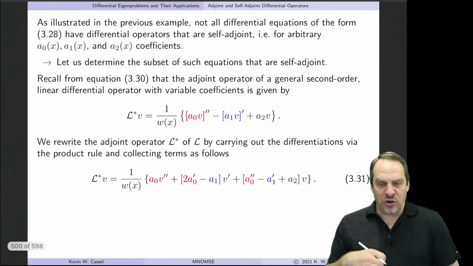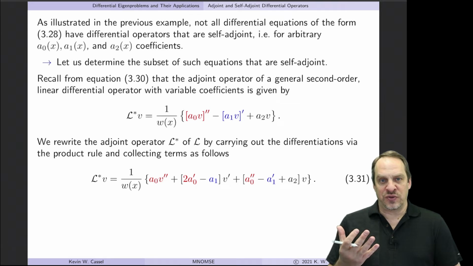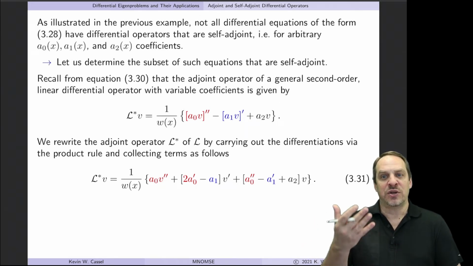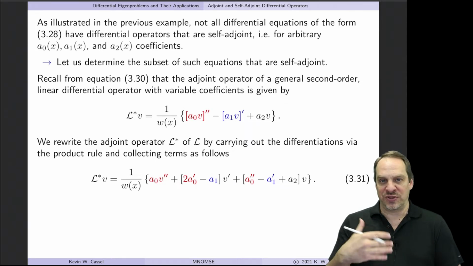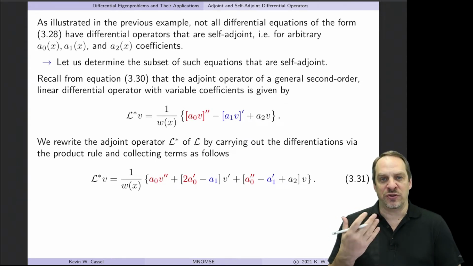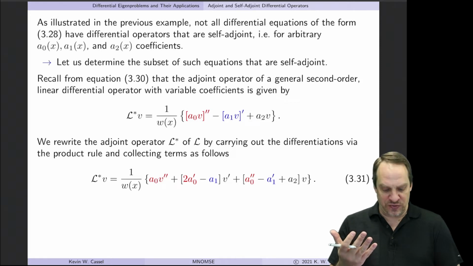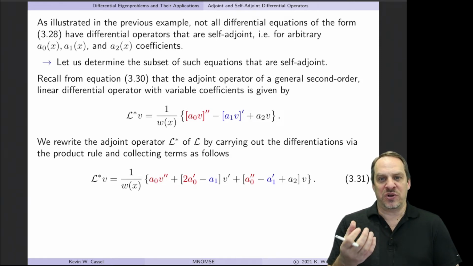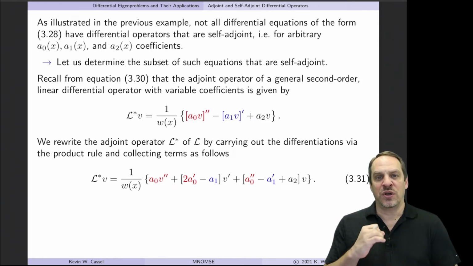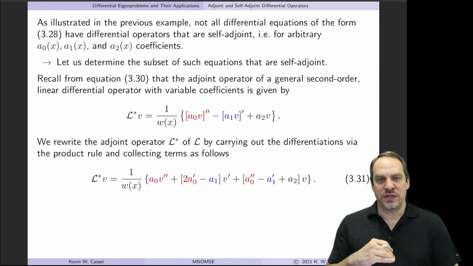Now clearly not all differential operators are self-adjoint. We did an example at the end of the previous video where that was the case. We had L, we got the adjoint operator L star, and it was not the same as the original L. So not all differential operators are self-adjoint. So what we'd like to do is come up with a requirement. How can we test for whether a differential operator is indeed self-adjoint and therefore has mutually orthogonal eigenfunctions?